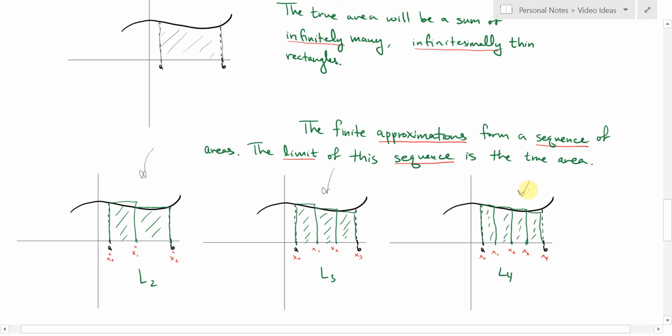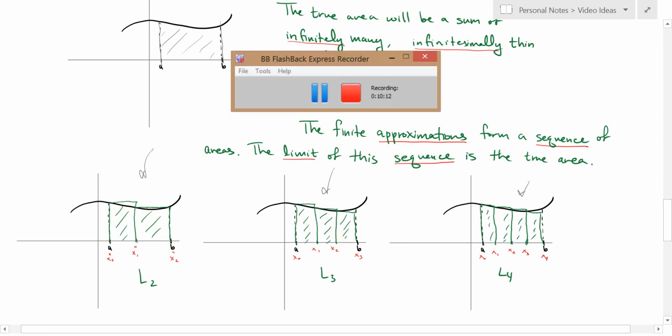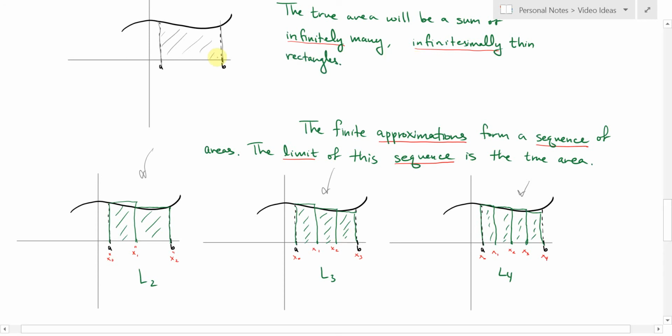form a sequence of them, or a sequence of the areas that they would give you. Again, the area we're looking at is the sum of the areas of these rectangles, and the limit of that sequence should equal the true area that we're after. Alright, so here's a little picture of it.